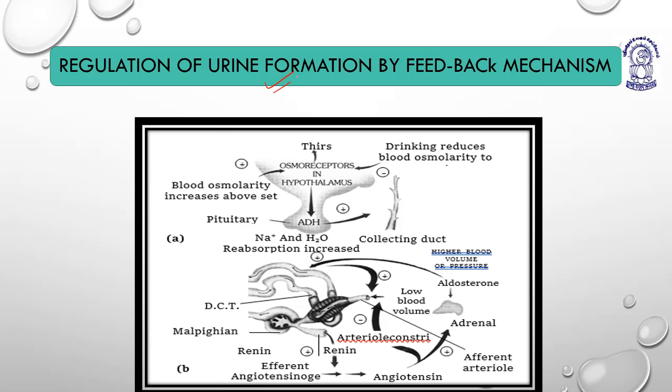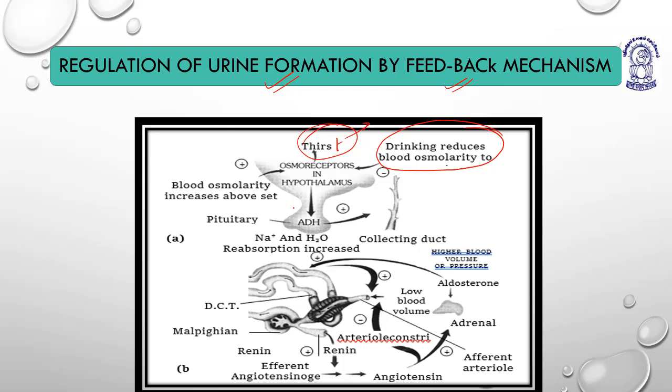Regulation of urine formation by the feedback mechanism. This is what we can say the thirst center. The osmoreceptors activate the thirst center. The thirst center helps the person to drink more water, which indirectly decreases the blood osmolarity. The hypothalamus releases ADH. ADH is stored in the posterior part of the pituitary and is secreted into the blood.